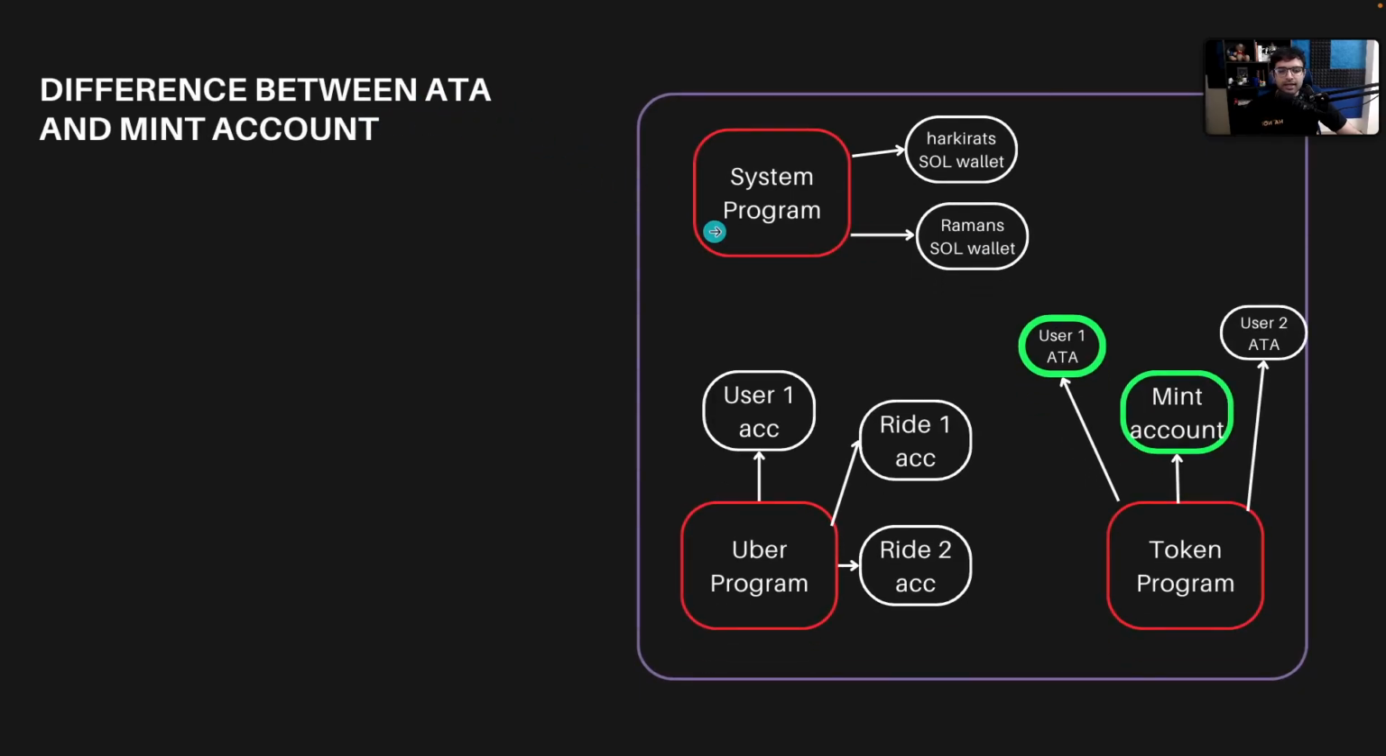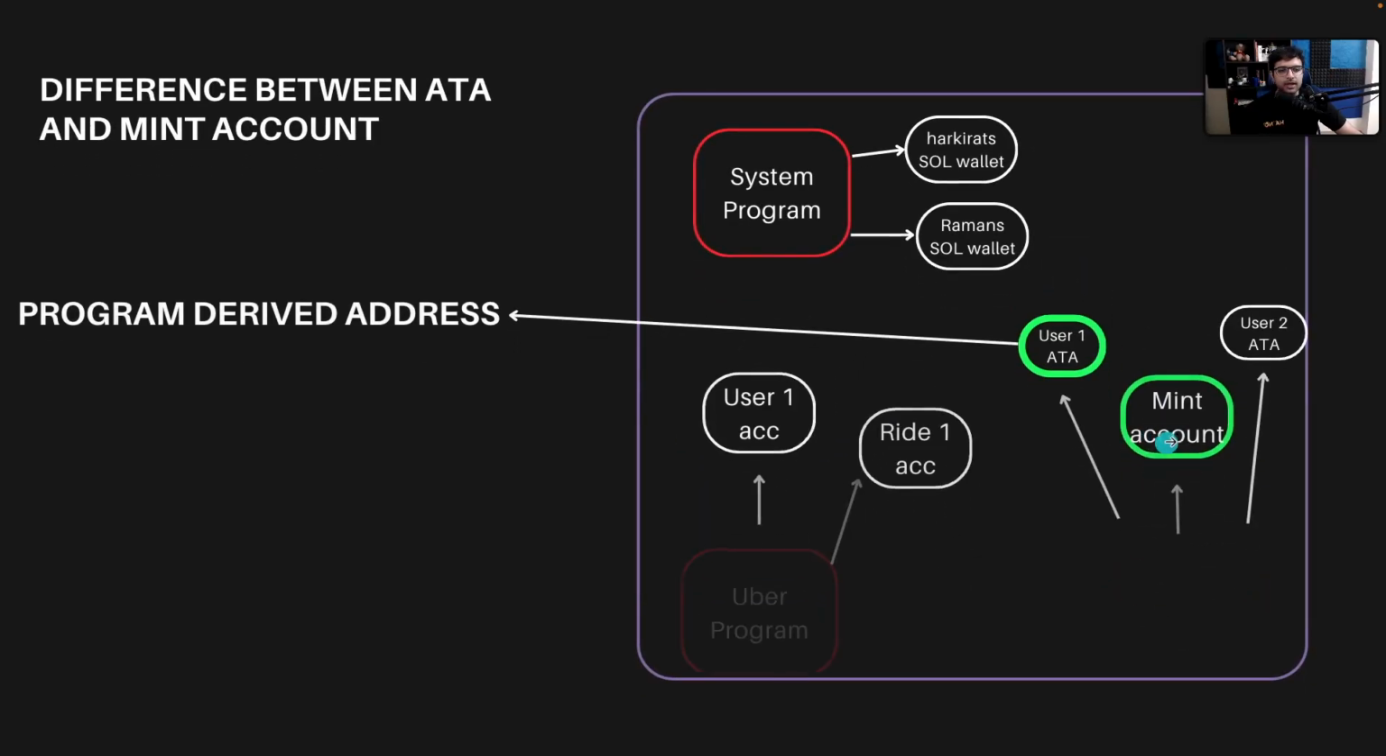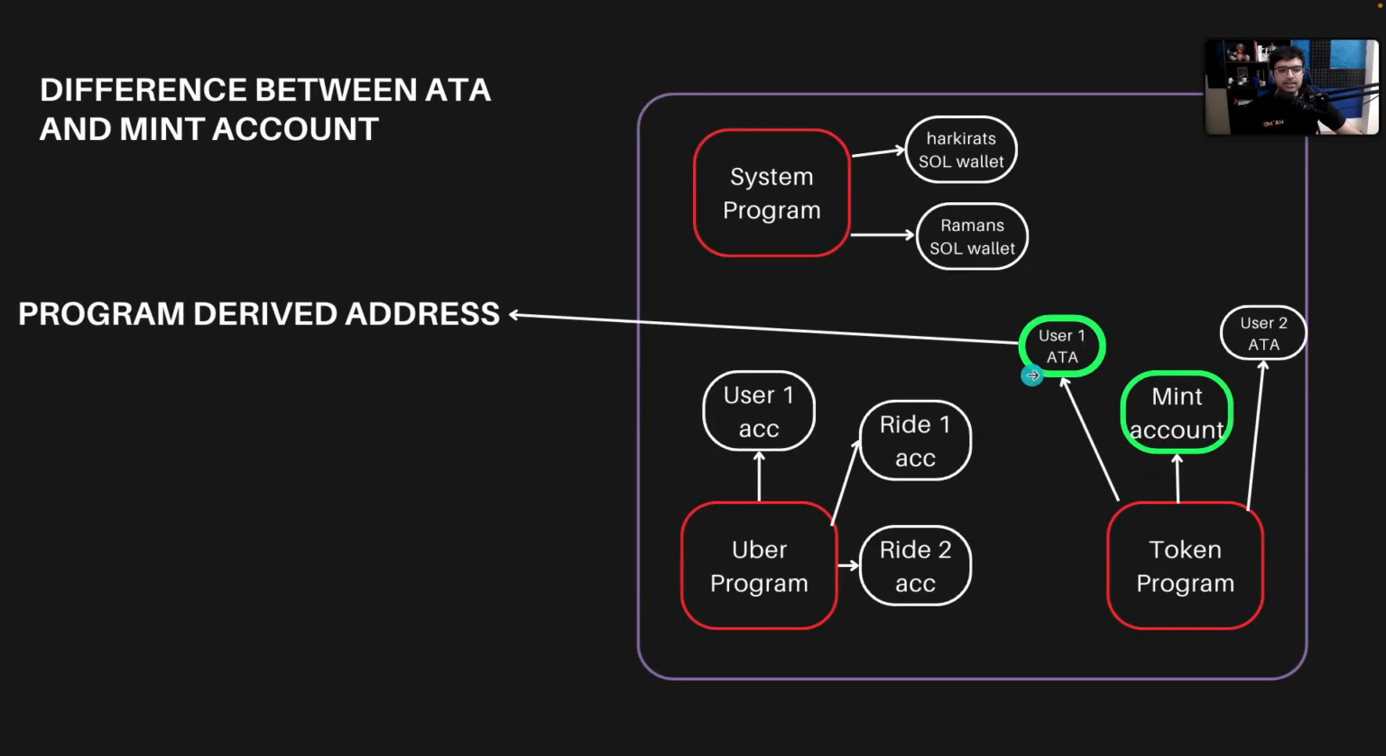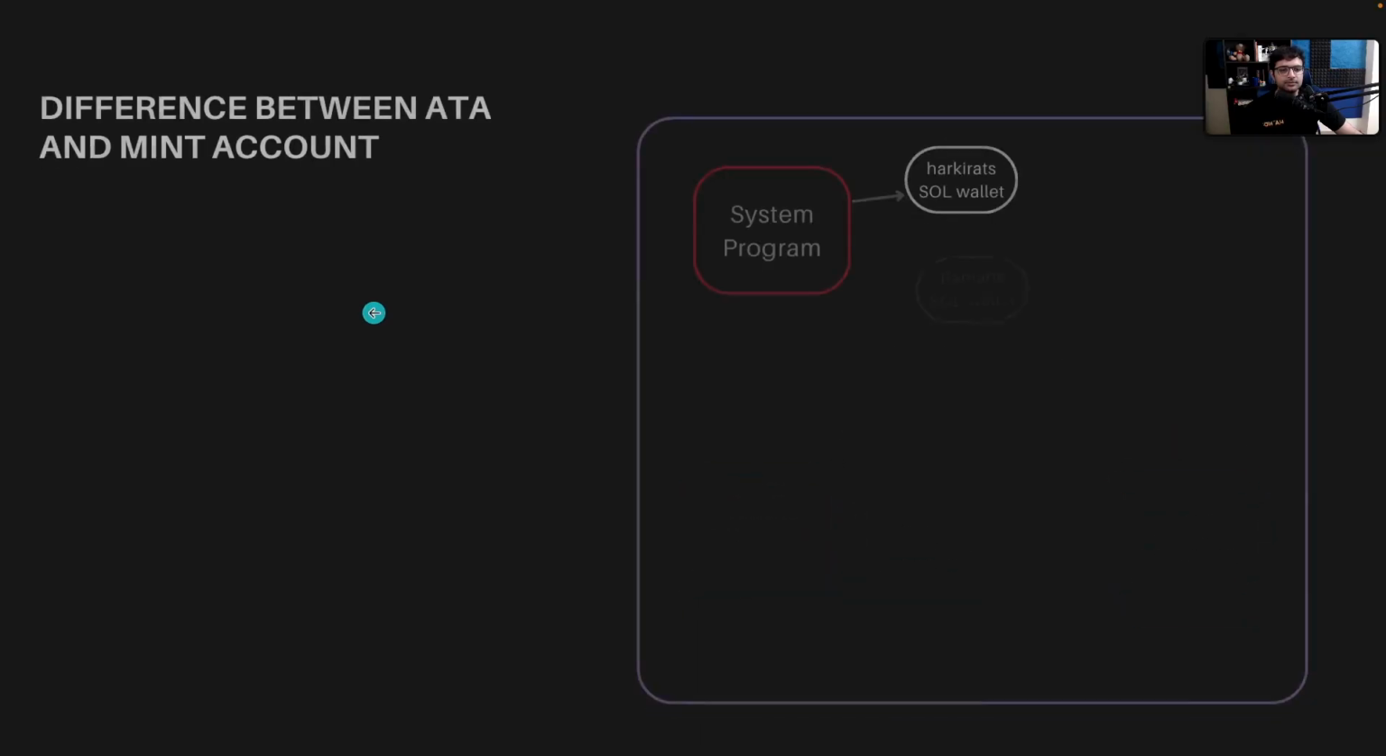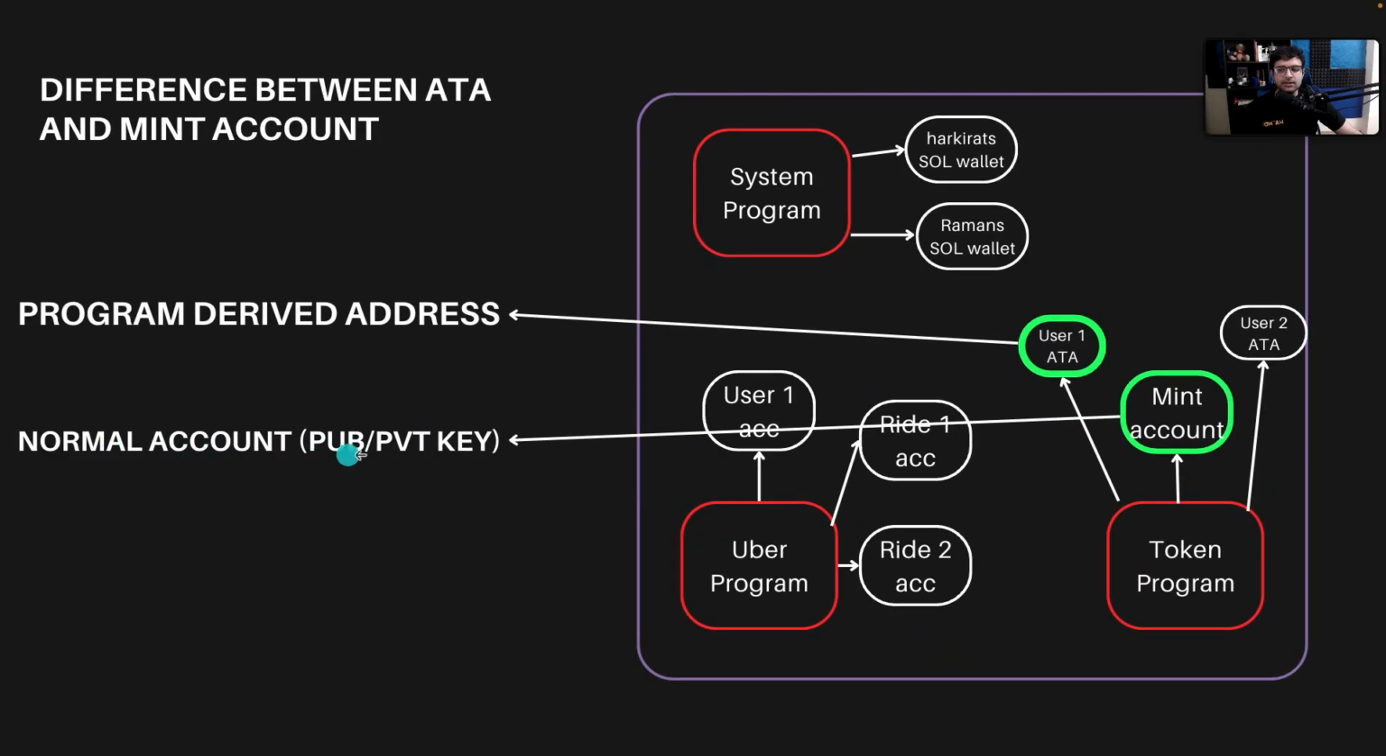Difference between an ATA, this associated token account, and this mint account. I hate these animations. This is a program derived address. This is a normal account, an account which has a public and a private key. This user account does not have a public or a private key. It has a public key, it does not have a private key. You can create accounts that don't have a private key on the Solana blockchain. That is one of the properties of a program derived address.